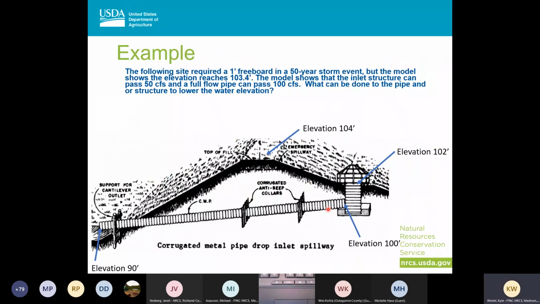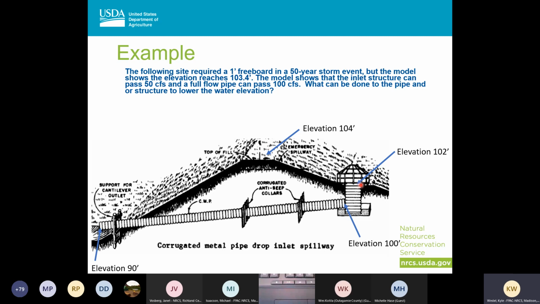I have an example here of a site where I needed 1 foot of freeboard in a 50-year storm event, and my model shows that my water elevation comes up to 103.4, but my top of berm is at 104. My model shows that my inlet structure passes 50 CFS and my pipe passes 100 CFS. What can be done? Because my pipe would be controlling, I would try to increase my weir size here to get a larger flow.